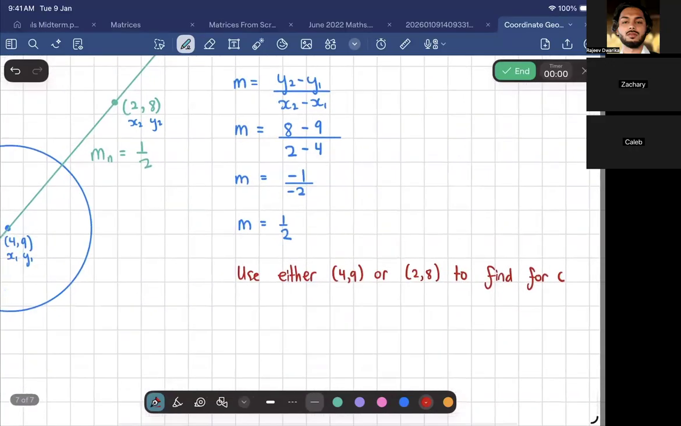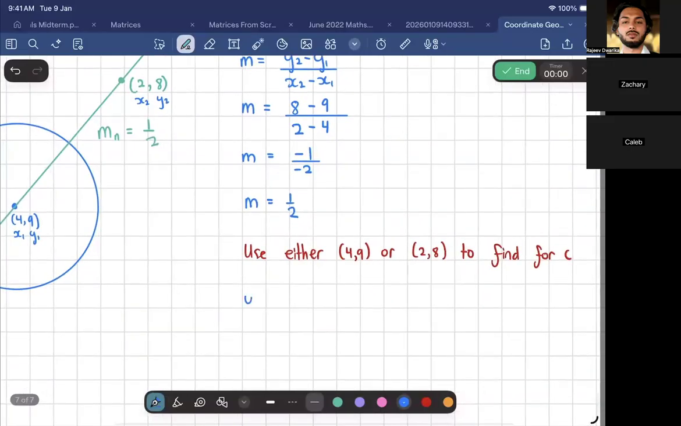So Caleb, if you know that m is a half, what does the equation now become? It now becomes y is equal to what?